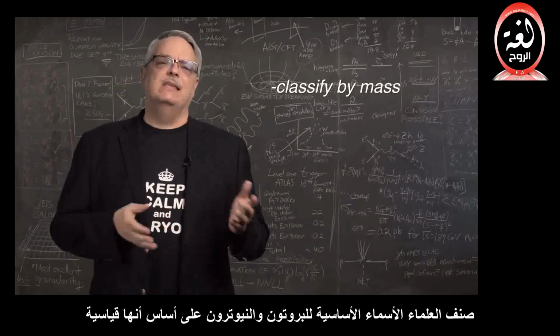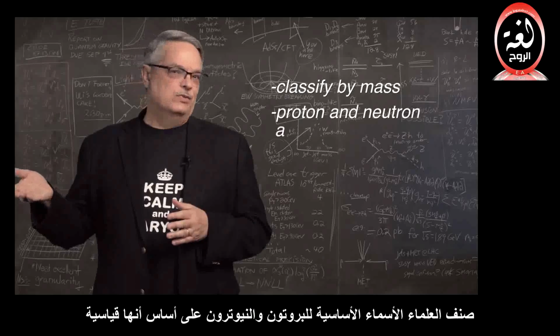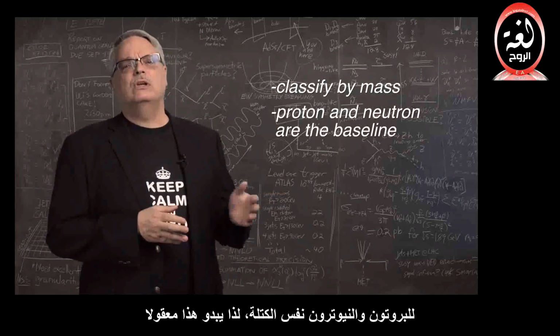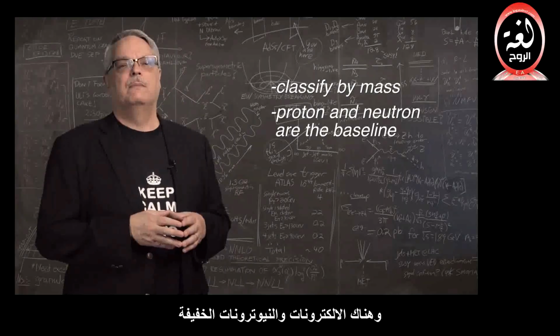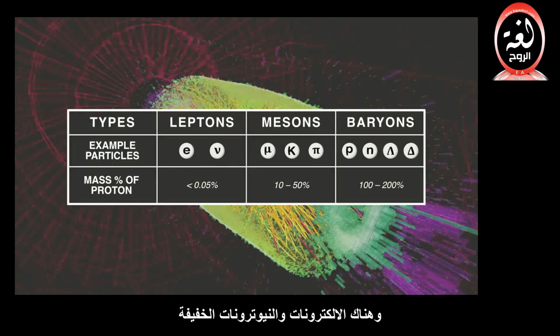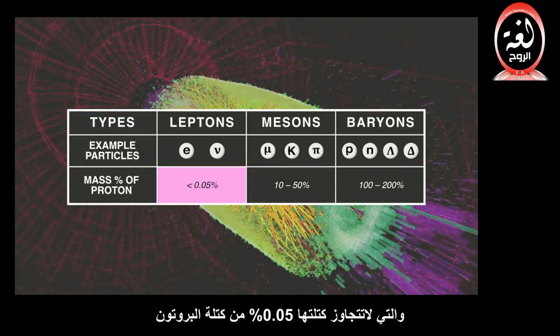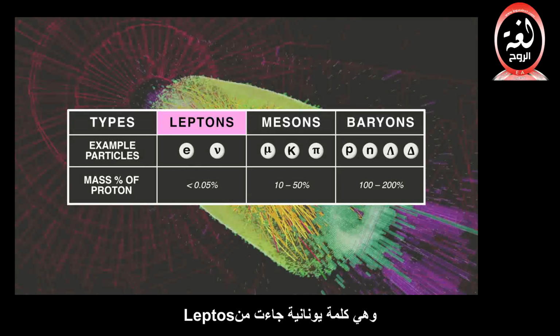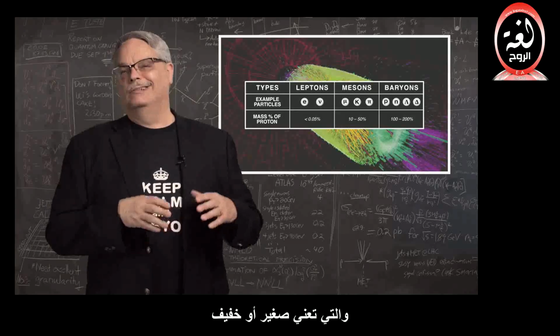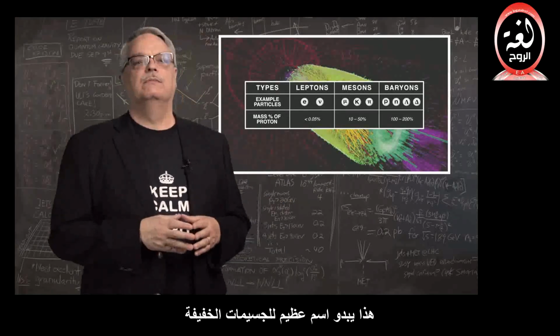Scientists kind of based the names on the proton and neutron as being the standard. Protons and neutrons have about the same mass, so, well, that kind of makes sense. There were the very light electrons and neutrinos with masses no bigger than 0.05% the mass of the proton. Because this was so small, these particles were called leptons, for the Greek word leptos, which means fine or small or thin. That seemed like a great name for light particles.